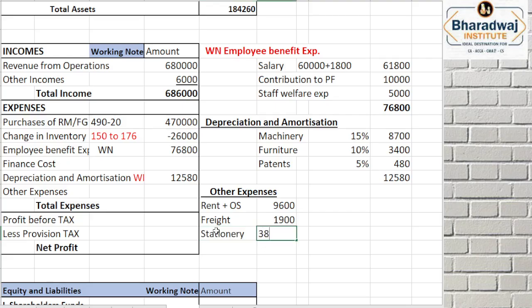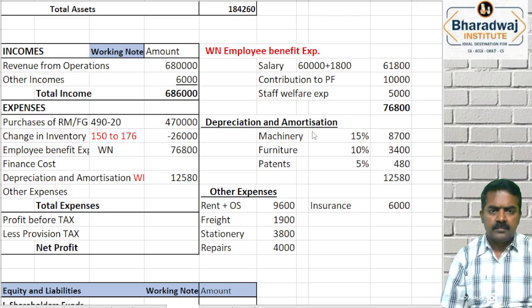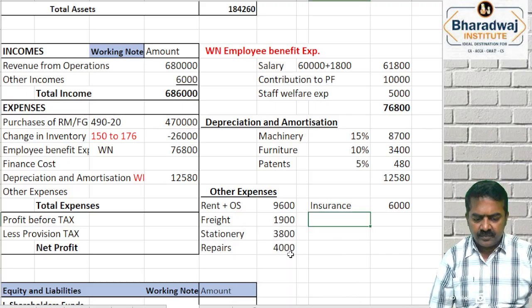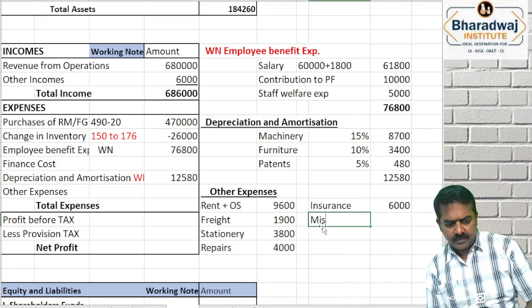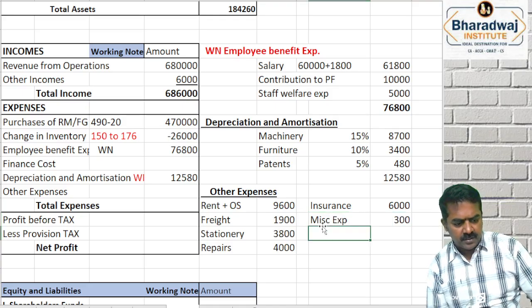Stationery 3,800. Repairs 4,000. Where is insurance? Sir, insurance 6,000. Insurance 6,000. Then what else will come? Miscellaneous expenses 300, sir. Miscellaneous expenses 300.